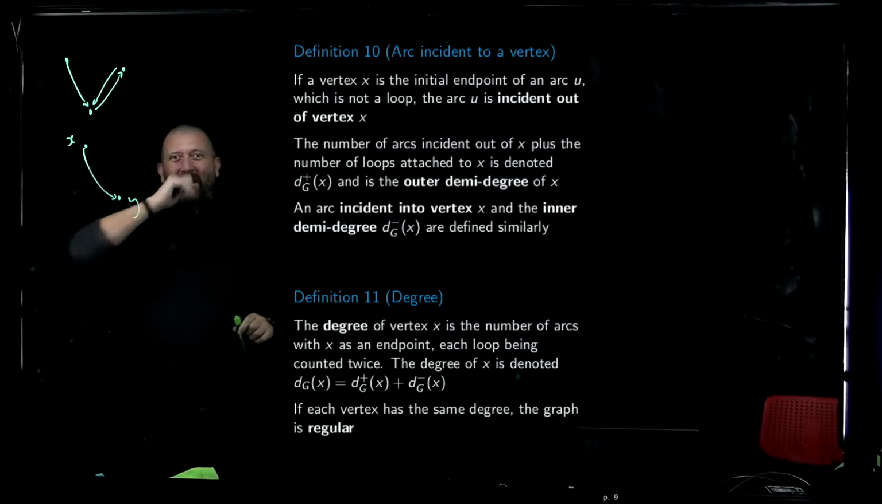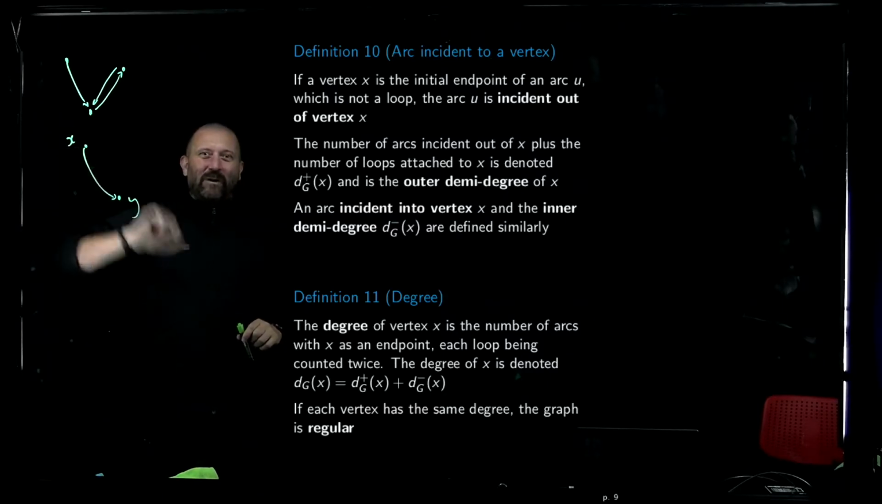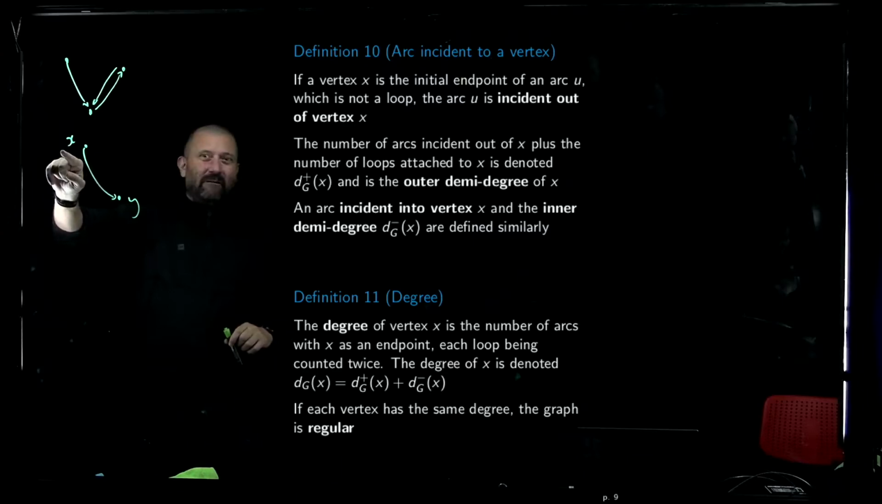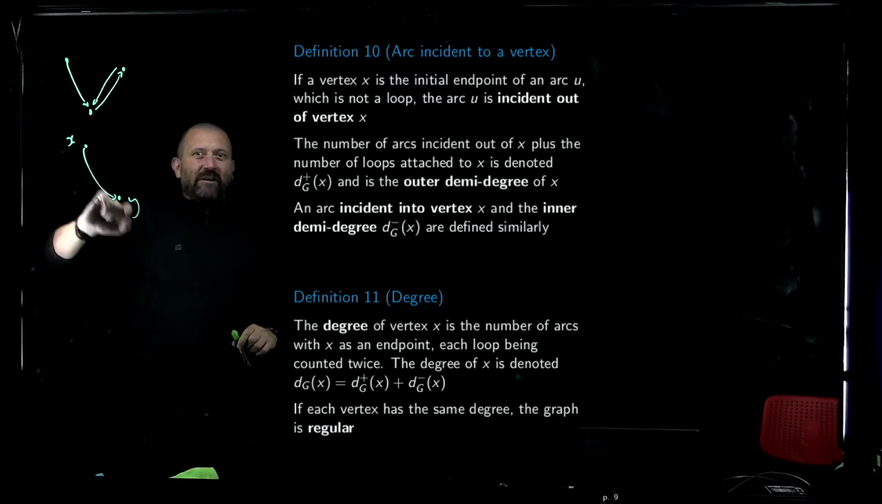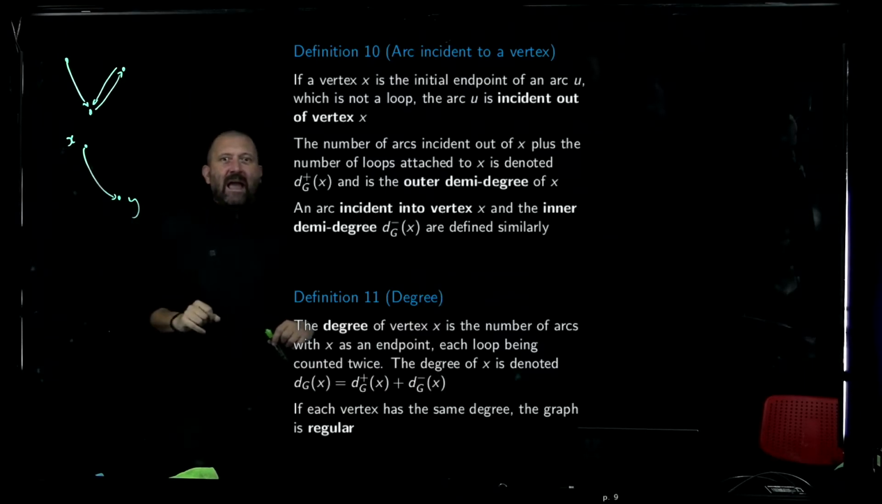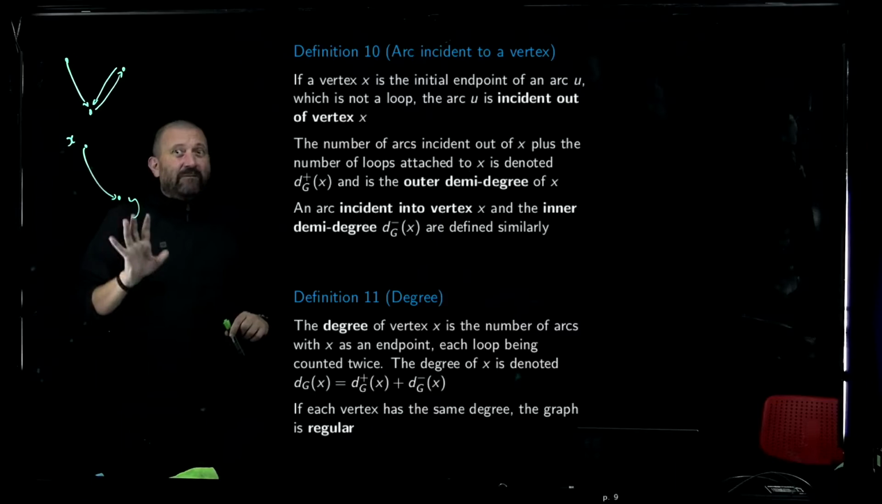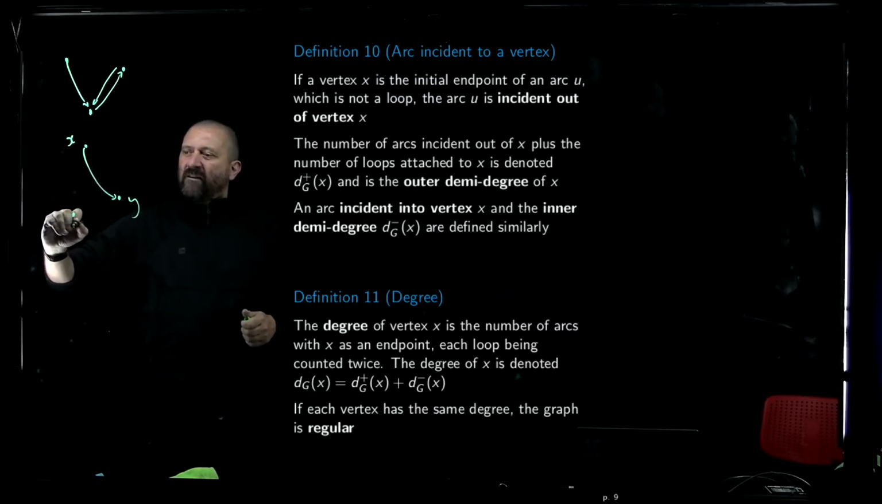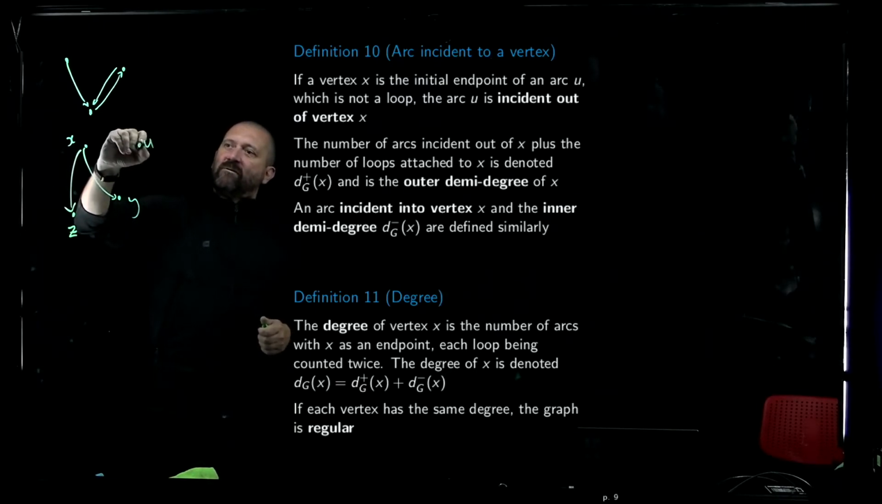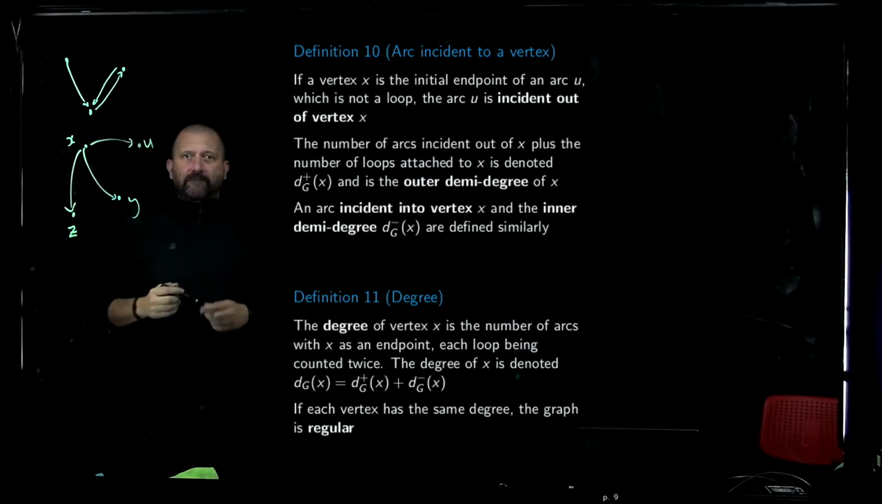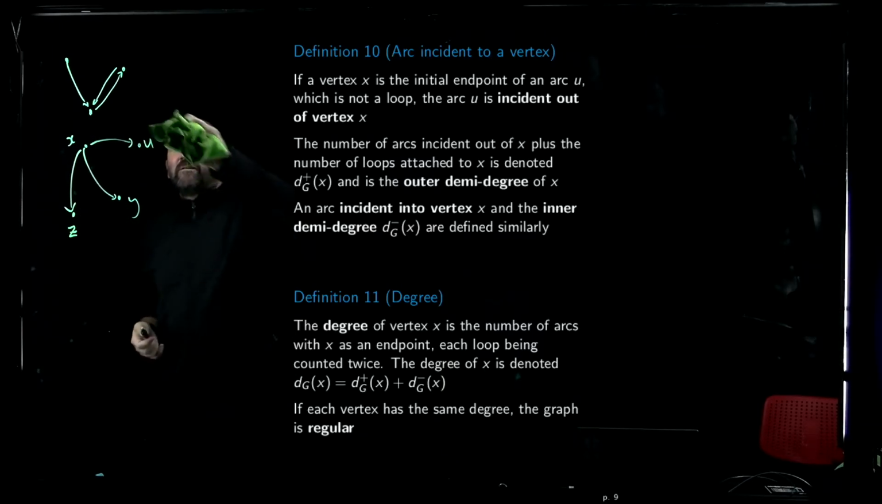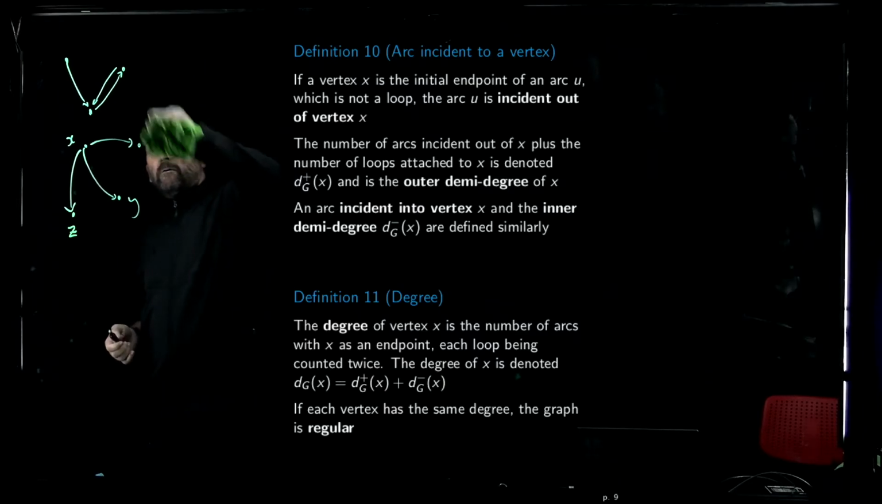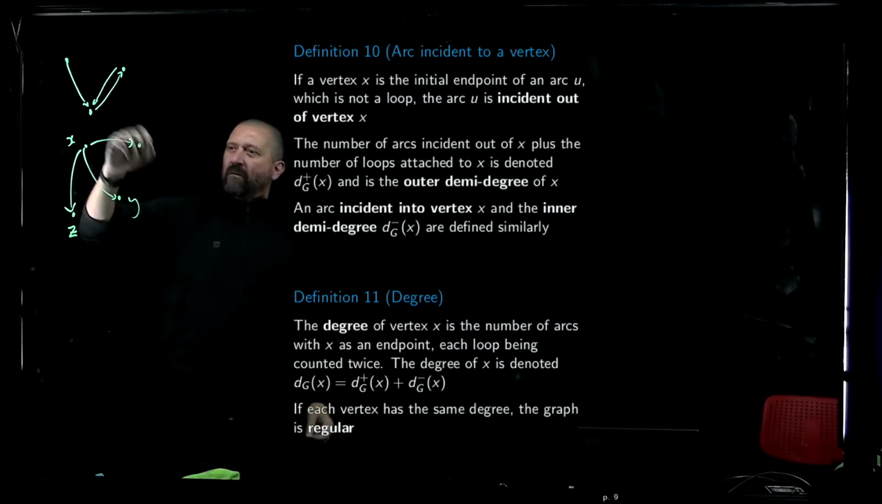Okay, so if I have a vertex that's the initial endpoint of an arc, so this is what I have here, x, then we say the arc is incident out of x. And this is a very, very important notion. So if I have x, y, x, z, and x, t, say. I shouldn't write u because we're using u for the arcs, t, let's say.